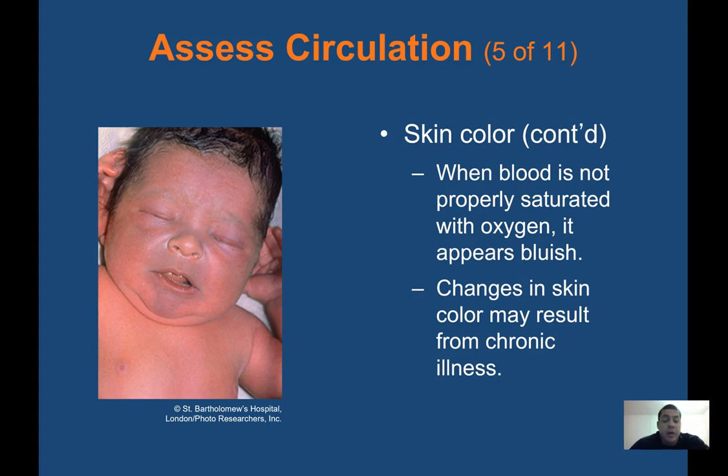Okay, so when babies are born, we're going to do the APGAR scale. Appearance, pulse, grimace, activity, and reflex. And it's scored on a 0 to 10 scale.